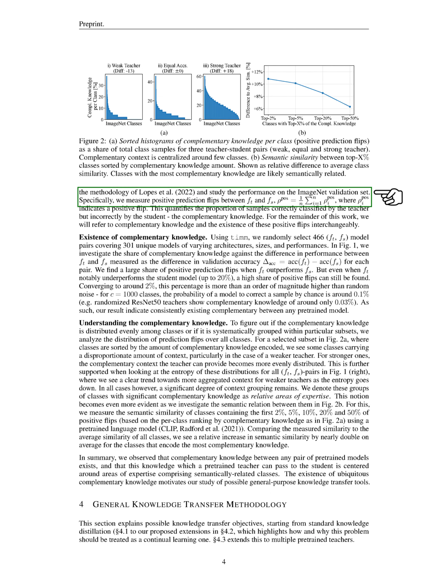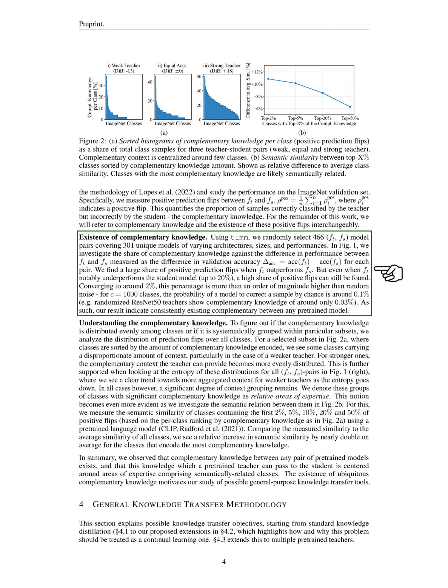To evaluate the complementarity of knowledge between any f_t and f_s, we study their performance on the ImageNet validation set. We measure the proportion of samples correctly classified by the teacher but incorrectly by the student. This is what we refer to as complementary knowledge. Using TIM, we randomly selected 466 model pairs covering 301 unique models of varying architectures, sizes, and performances. We found a large proportion of positive prediction flips when the teacher model outperforms the student model. But even when the teacher model underperforms the student model by up to 20%, a high proportion of positive flips can still be found.